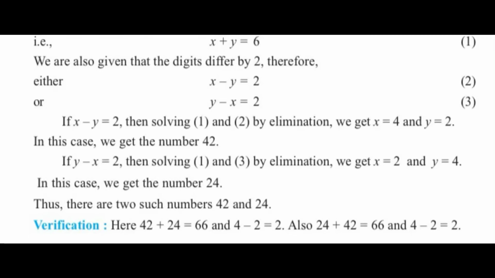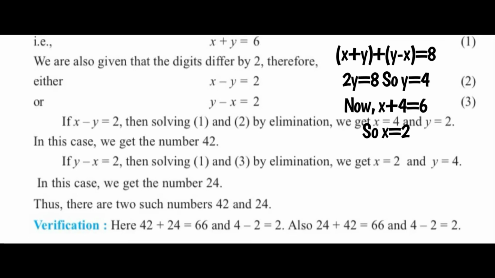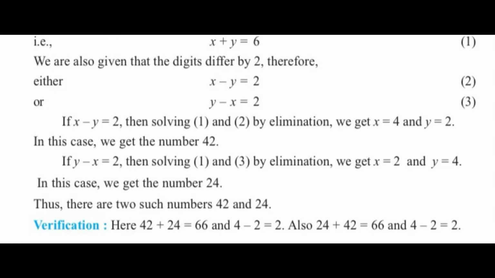Now let us take y minus x is equal to 2 and obtain the values of x and y. Again add equation 1 and 2, that is x plus y is equal to 6 and y minus x is equal to 2. On adding, we will get 2y is equal to 8, which means that y is equal to 4. Substituting the value of y in equation number 1, we will get x plus 4 is equal to 6, which means that x is equal to 2. So here x is equal to 2 and y is equal to 4. On substituting the values of x and y in the original number 10x plus y, we'll get the number as 24. So this way two numbers are possible, either the number is 42 or the number is 24.